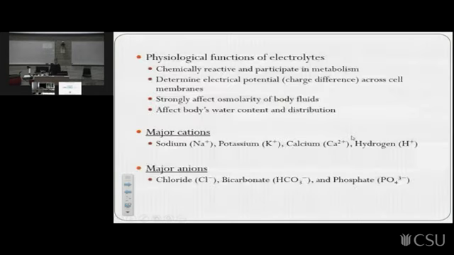Okay, electrolyte balance. The physiological function of electrolytes is that they're chemically reactive and participate in metabolism. This then determines the electrical potential, or different charge, across cell membranes, and therefore has a strong effect on the osmolarity of body fluids and affects the body's water content and distribution. Major cations are positively charged ions. These are sodium, potassium, calcium and hydrogen. You can see them all there. They're all positively charged. And then the major anions, negatively charged ions, are chloride, bicarbonate and phosphate.